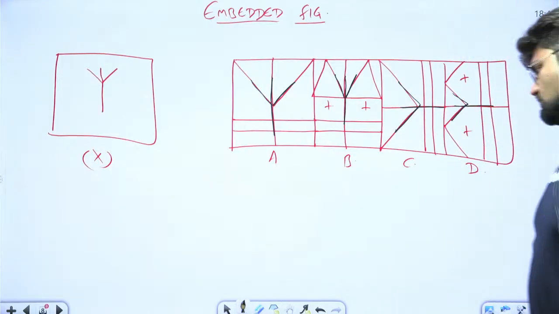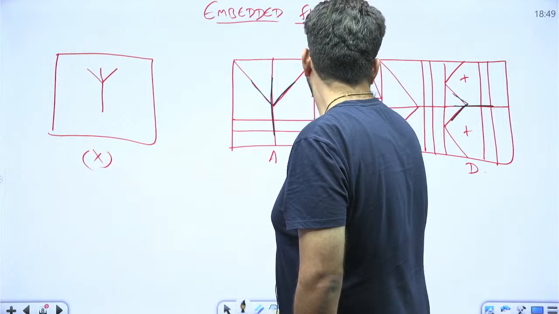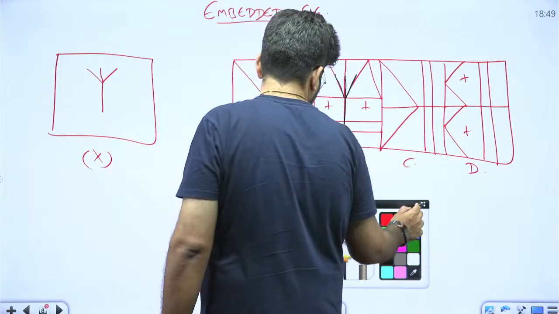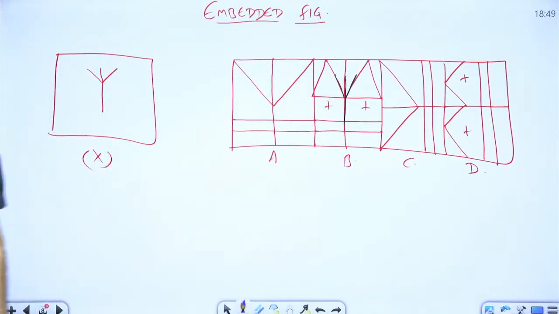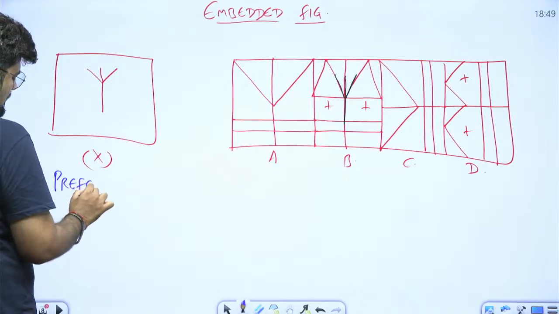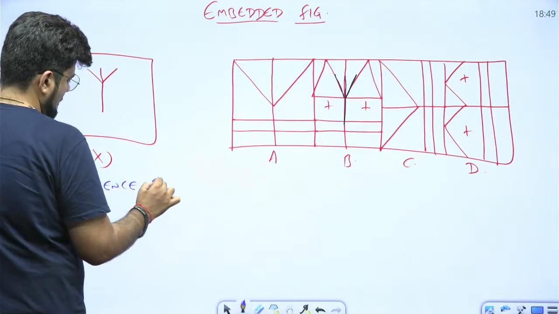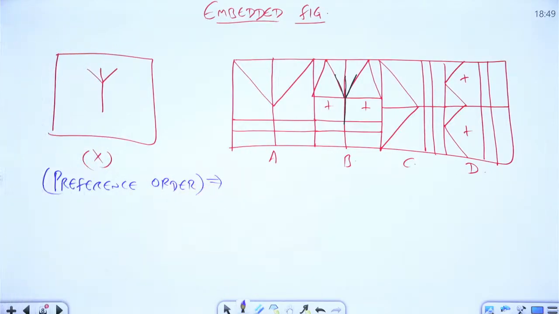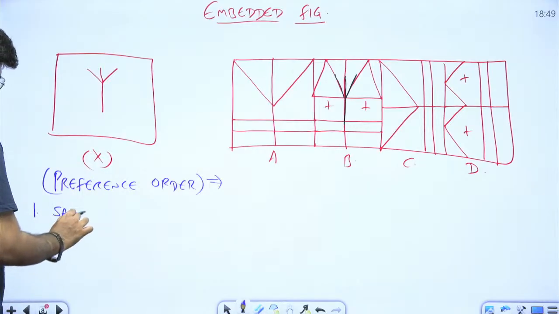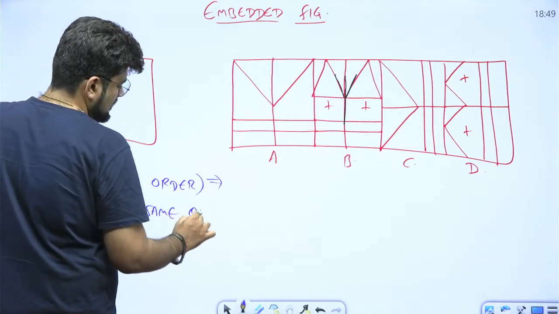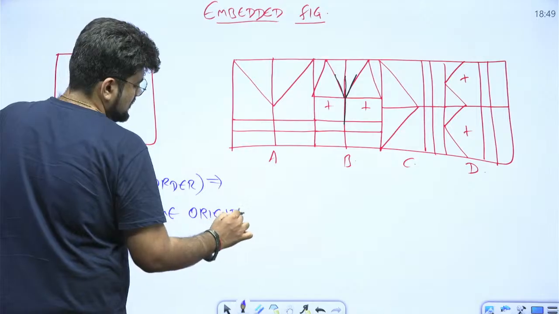Okay, so this is where things used to get rough once upon a time. So there was a preference order which used to be followed. I'll just tell you that order. If at all you had multiple options where you found your figure to be embedded, then your first preference would be same size, same orientation. Orientation means same direction.